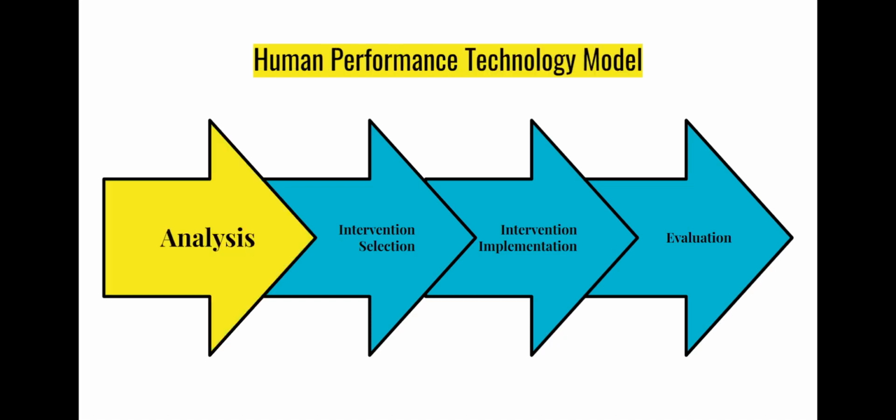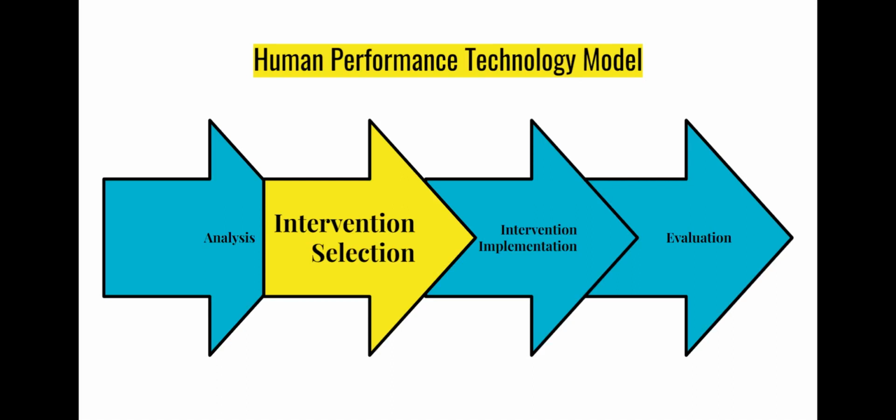The first step in the human performance technology model is the analysis stage. The analysis stage happens when the one implementing the model has to identify the ideal performance versus the actual performance. There will be a gap between the ideal and the actual performance in order for you to use the model. And while you're determining that gap, you will also assess the cause for the gap.